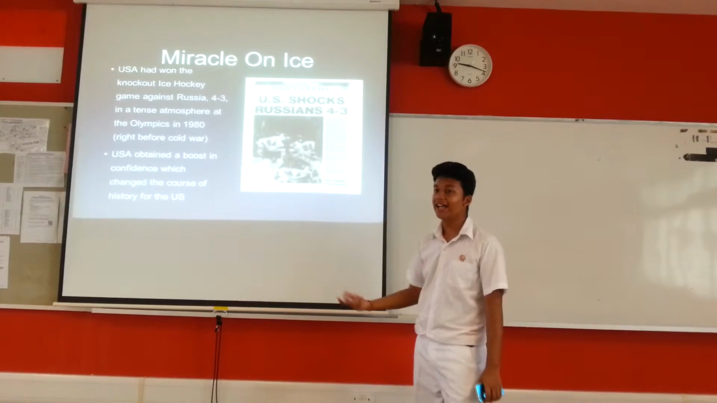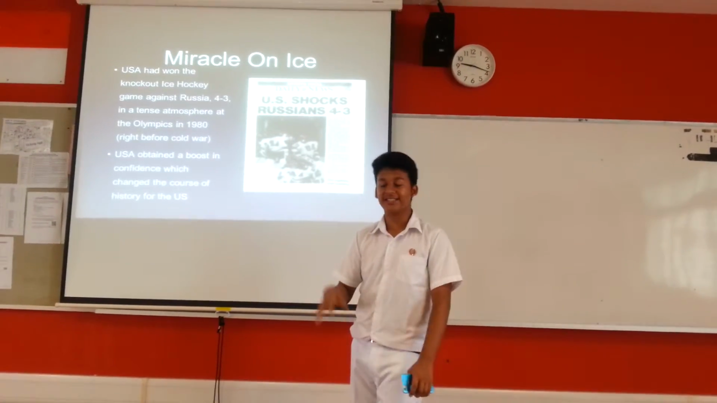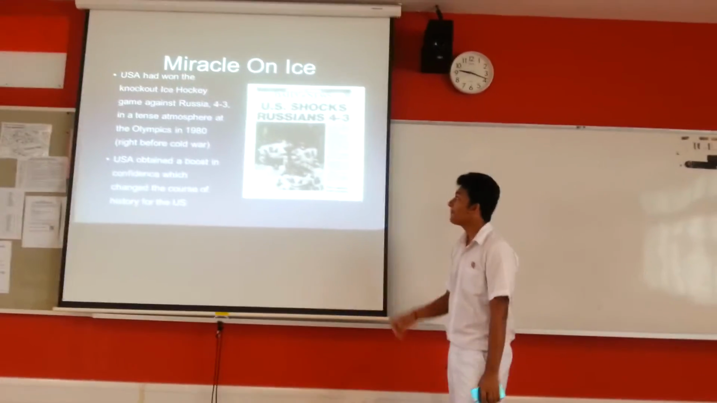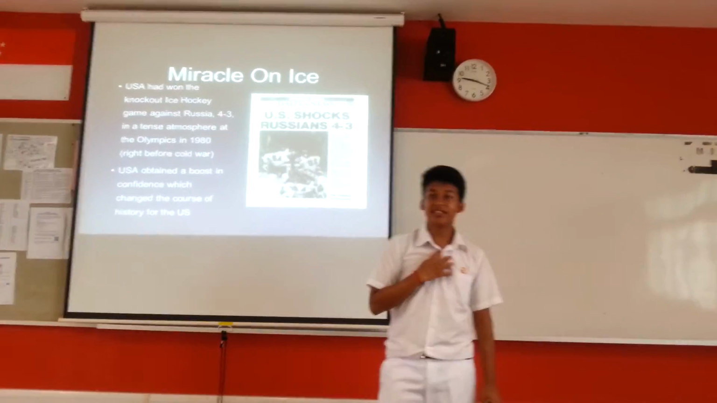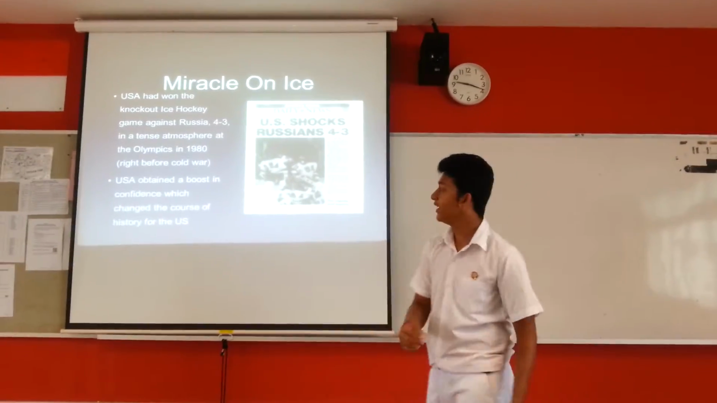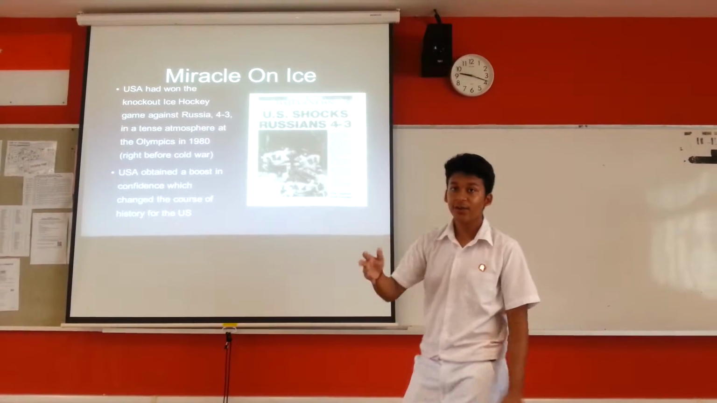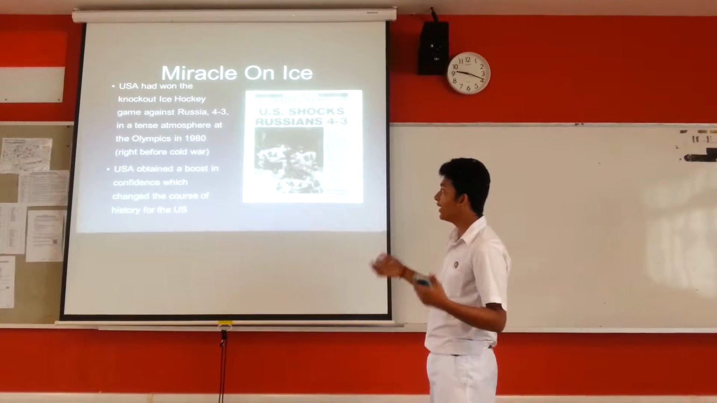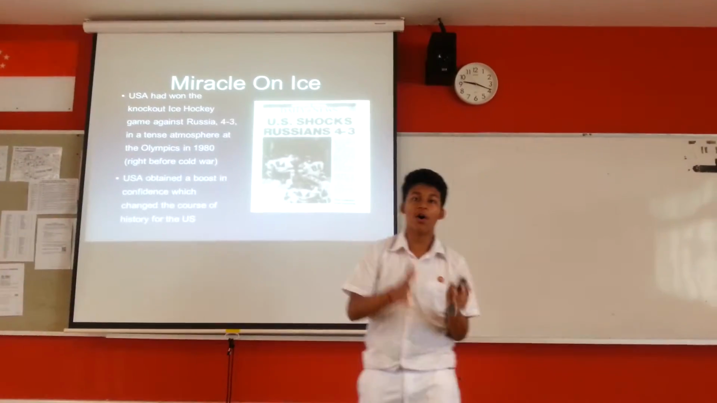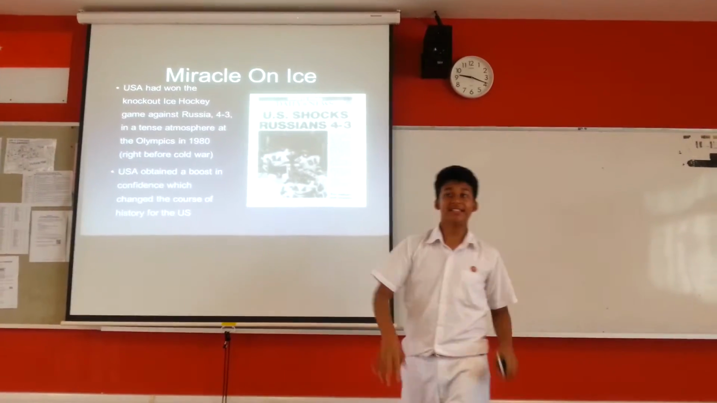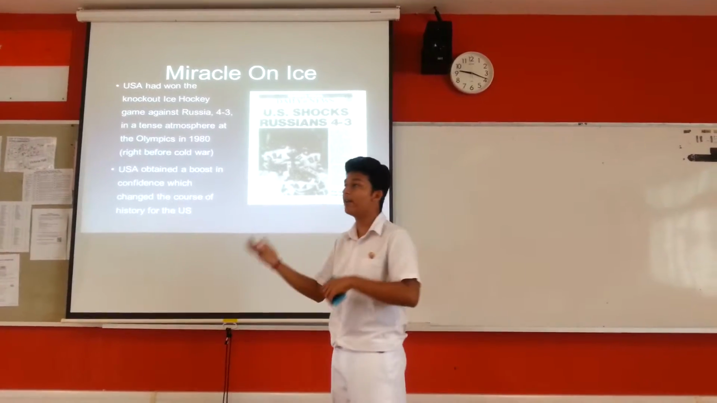Okay, the Miracle on Ice. Oh, this one is really cool. Basically, the USA are the underdogs because they're really bad at ice hockey. But then they beat Russia, the world champions, 4-3 in the Olympics of 1980, which was right during the Cold War. If you don't know, the Cold War was basically a war between the USA and Russia.